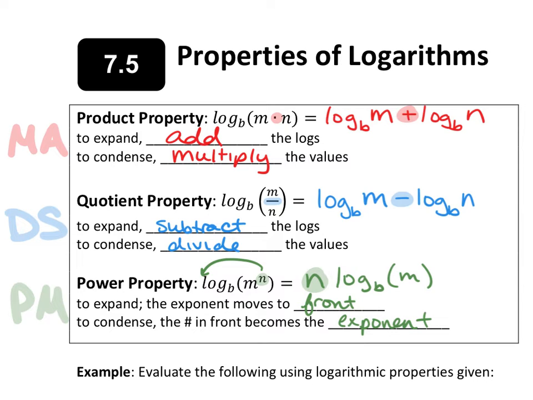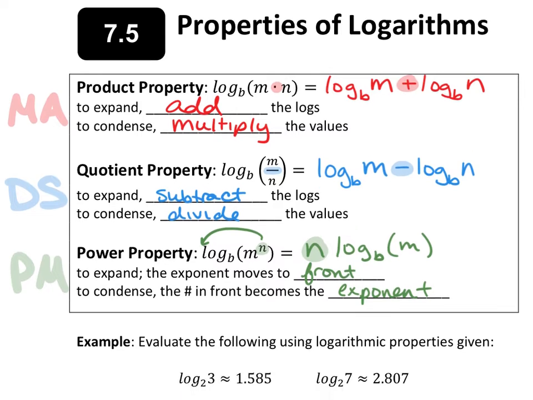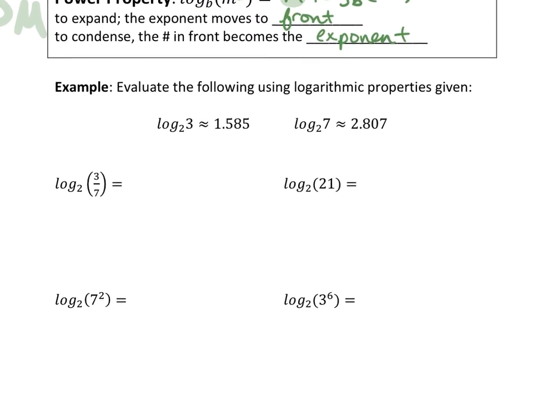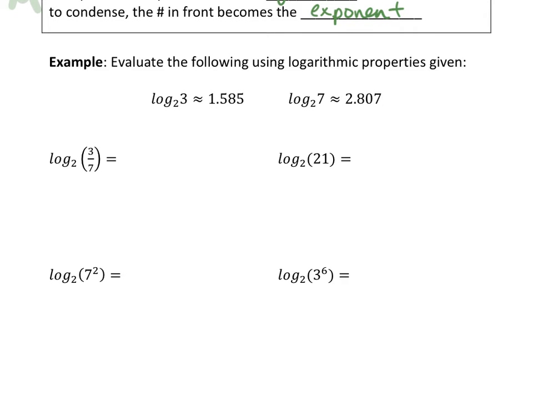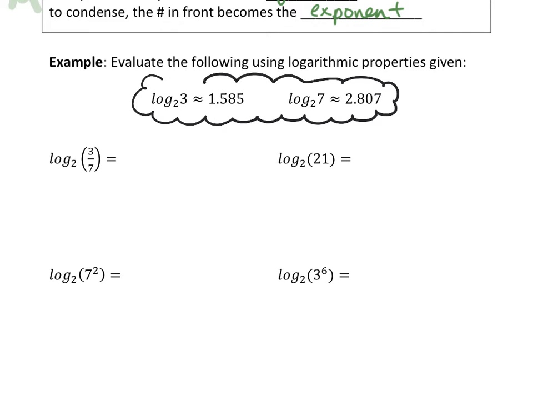Of course, we can ask you all sorts of questions when it comes to using these properties of logarithms, including these 4 examples here. It says, evaluate the following 4 things using the logarithmic properties given. So these 2 things right here are going to be what we use to answer all of the questions below it. What 2 numbers did they give us the value of the logarithm for?